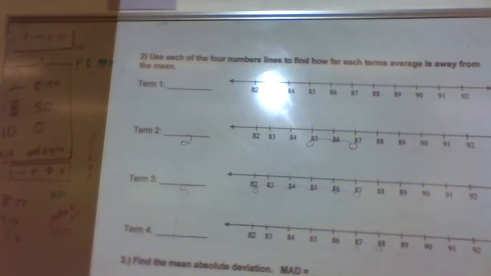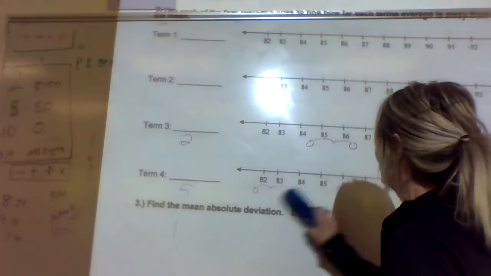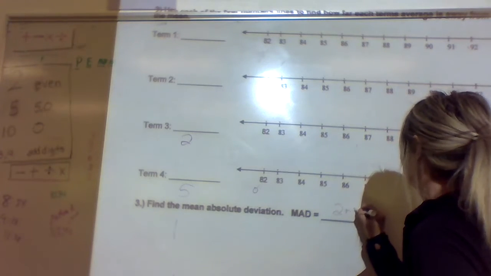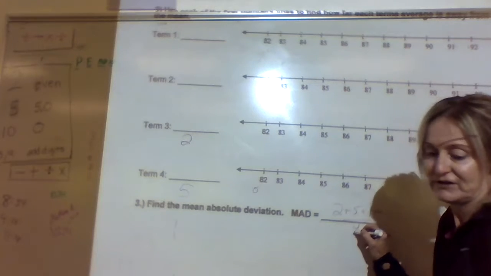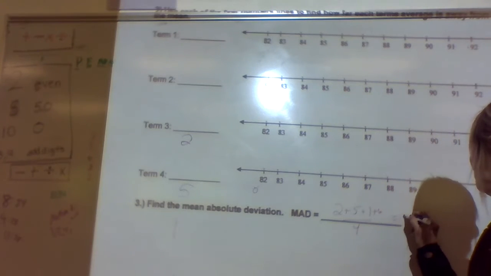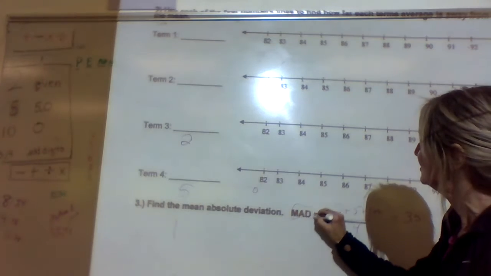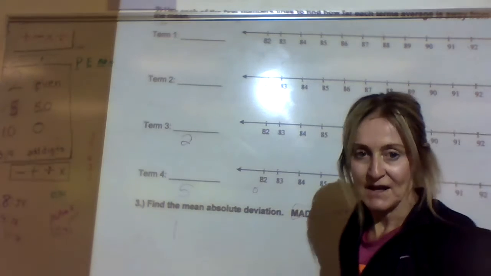The third step is where you add all those numbers together. 2 plus 5 plus 1 plus 6, you divide that by 4, and you get a mean absolute deviation, or MAD, of 3.5. Okay?